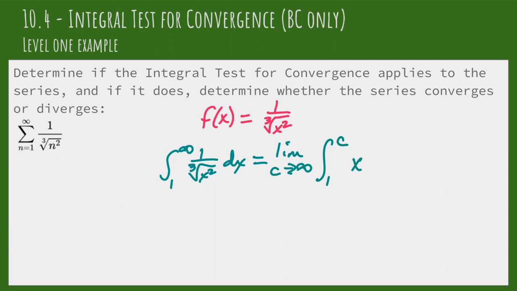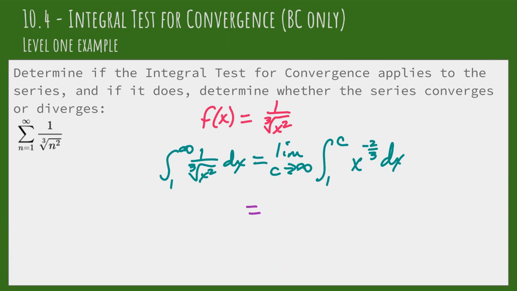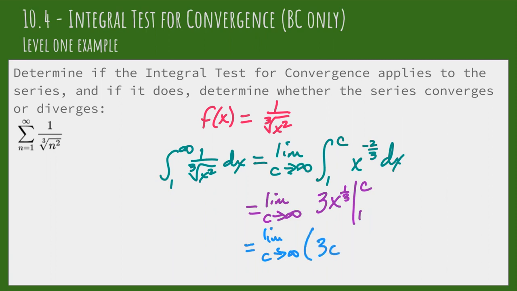I'm going to write this as x to the negative 2/3 power. And so taking the antiderivative here, it's going to be x to the positive 1/3 power. Okay, so we need to leave the limit on there. So x to the 1/3 power divided by 1/3 would be times 3, evaluated from 1 to c. So that's going to be the limit as c approaches infinity of 3c to the 1/3 minus 3 times 1 to the 1/3, or just 3.